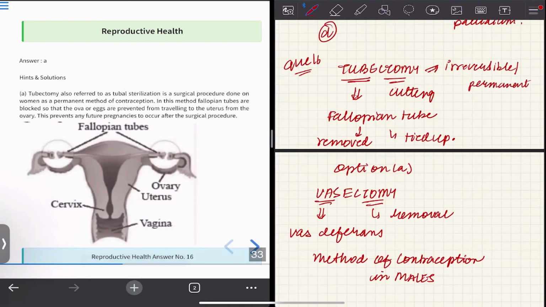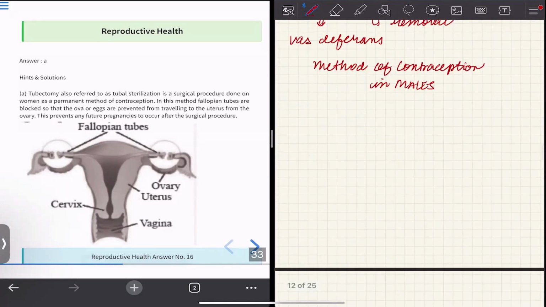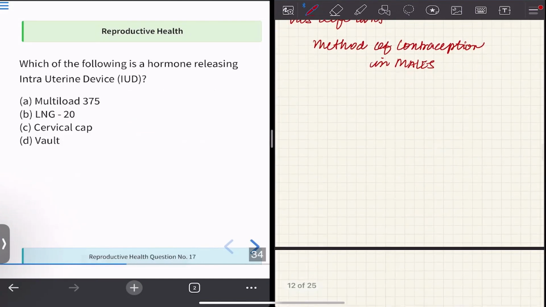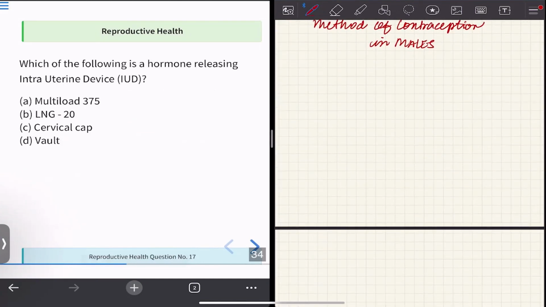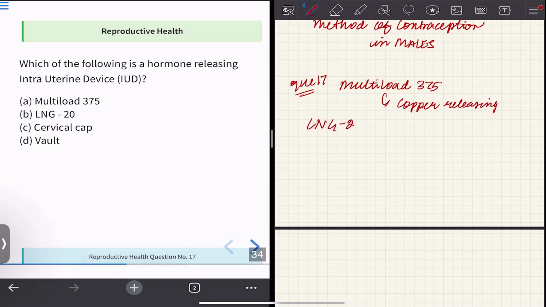Okay. Next, which of the following is a hormone releasing intrauterine device? So, Multi-load 375 is a copper releasing one. We have question number 17. Multi-load 375 is a copper releasing intrauterine device. Then we have LNG 20. It is levonorgestrel, and levonorgestrel is a type of progesterone. So this is a hormone releasing intrauterine device.